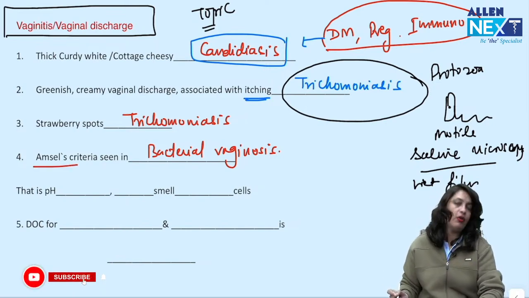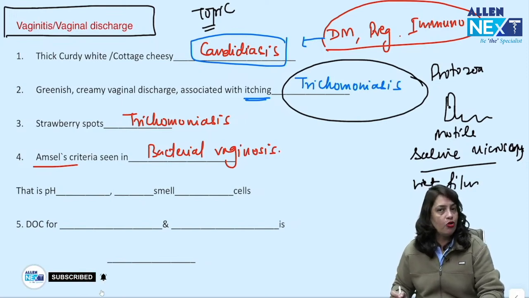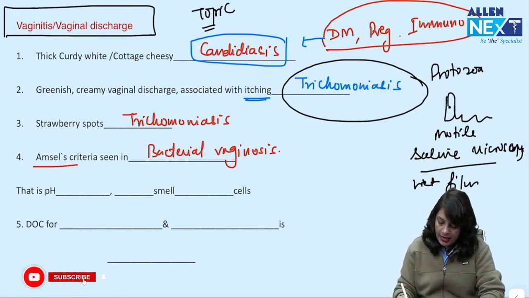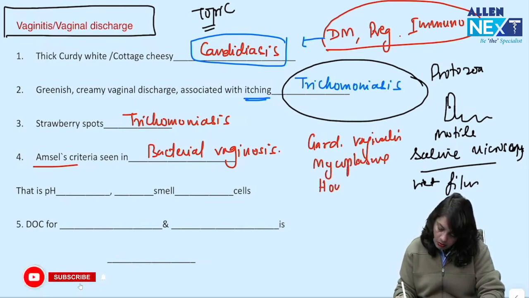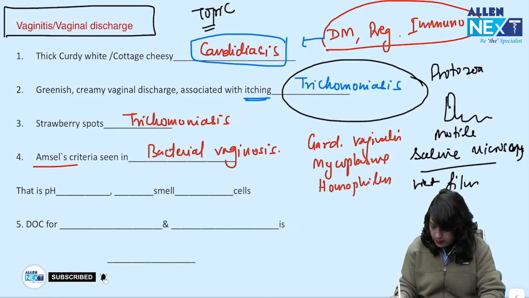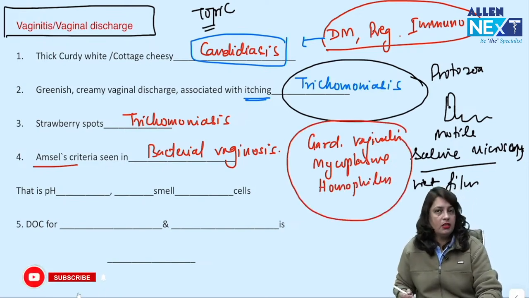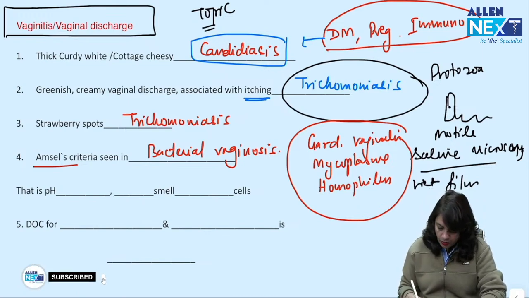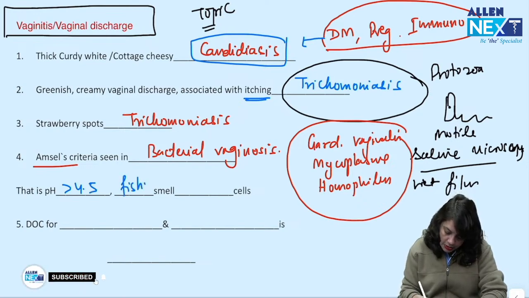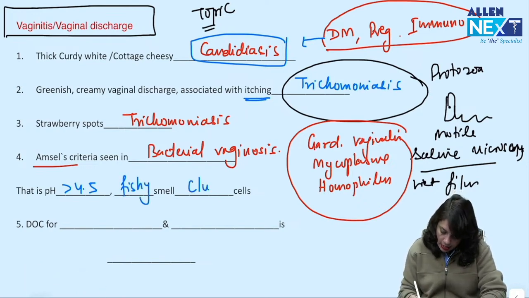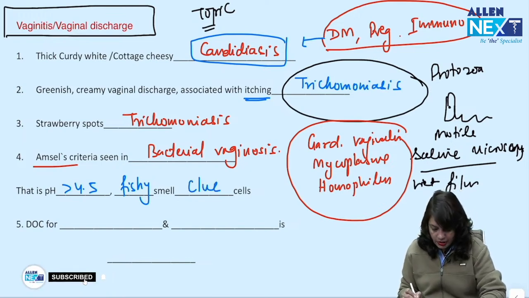What is Amsel's criteria? What is bacterial vaginosis? When the normal flora of the vagina, lactobacillus, is replaced by Gardnerella vaginalis, Mycoplasma or Haemophilus bacteria, that is the term called bacterial vaginosis. So pH is more than 4.5, alkaline. There is a fishy odor smell, and there are clue cells seen in bacterial vaginosis. This is Amsel's criteria.